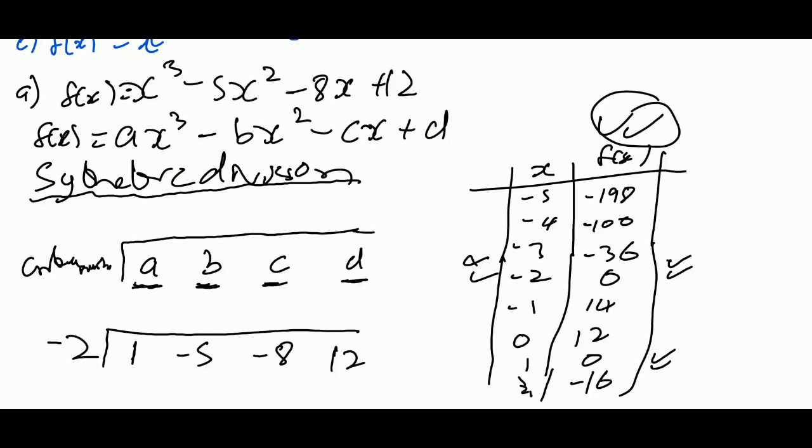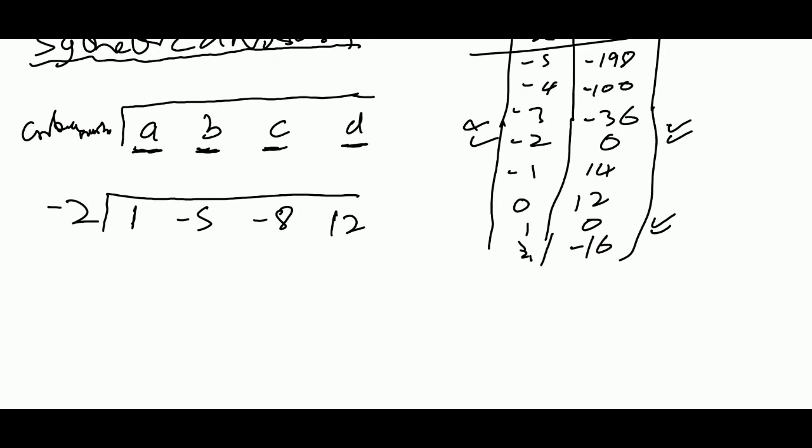So when using synthetic division, always, your d will be cancelled. That means our 12 will be cancelled. Always, your d, your last number here will be cancelled. So let's check. Let's confirm that.